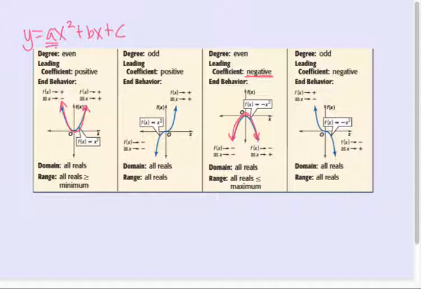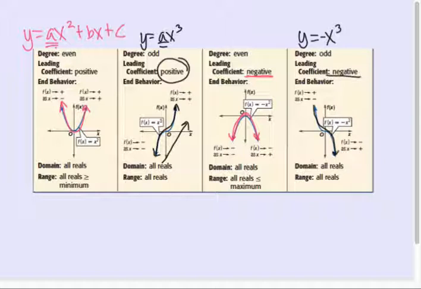So for instance, this is an ax cubed. If the a is positive, notice as you look from left to right, it is increasing. It's going upward. So that's how I know that this one is positive. And if I look at my odd function over here where my coefficient is negative, as I look from left to right, it's going down. So it is negative.